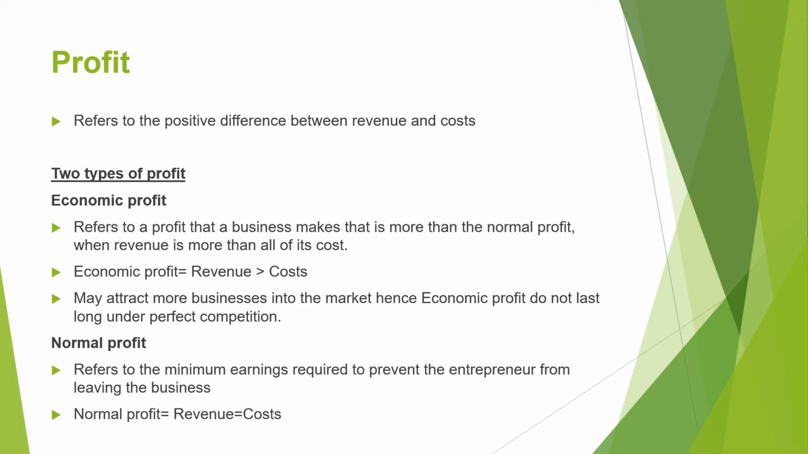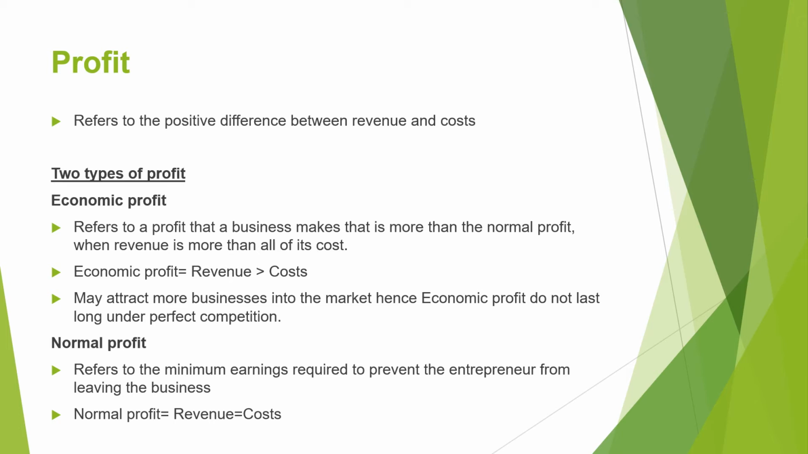When we are talking about economic profit, we are referring to a situation whereby our revenue is greater than cost. We are having more revenue than our cost. And the normal profit is whereby the revenue is exactly equal to the cost of the business. So we say economic profit refers to a profit that a business makes that is more than the normal profit, when revenue is more than all of its cost.